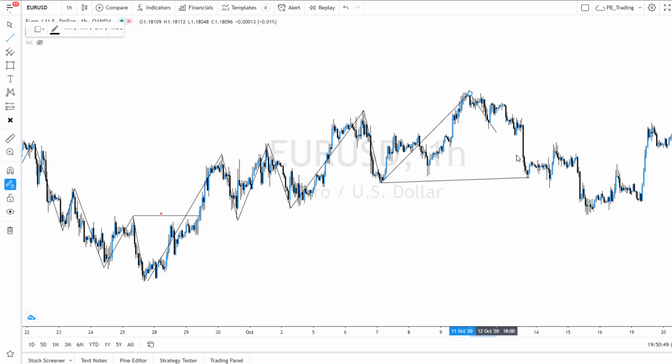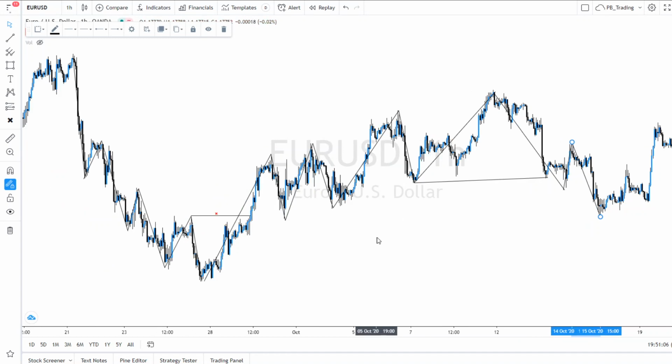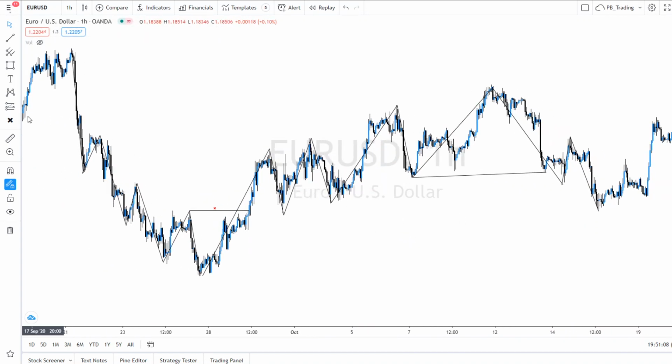Okay, so price came all the way down to break this low, pulled back, and then made another low. So once again, once this low was broken, market structure changed again to a short-term bearish structure. One thing you need to know is that the structure doesn't have to be long-term. It can be a short-term structure. It can be an intraday structure.